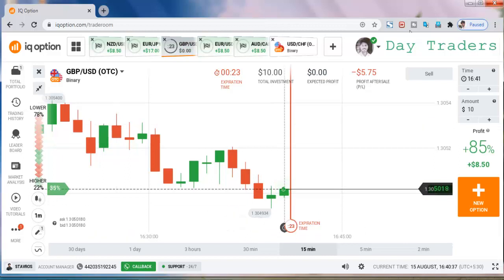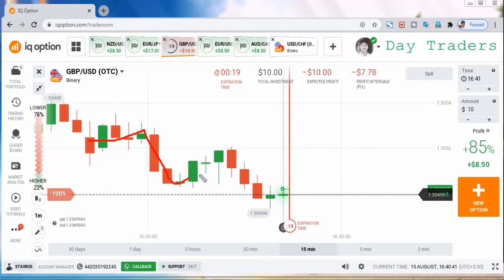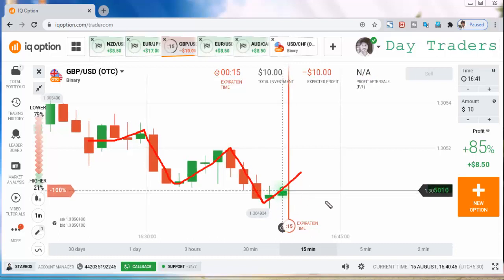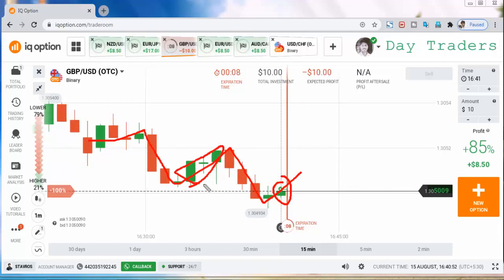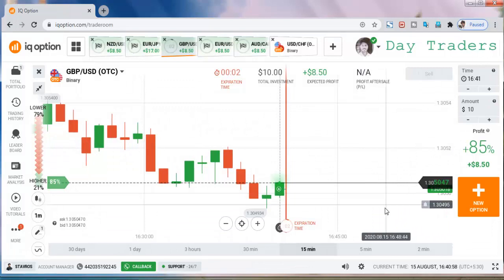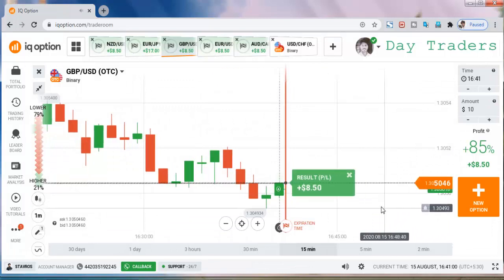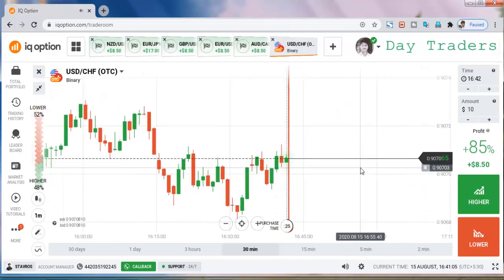Okay, this is some buyer's area. You can see some buyer's entry, some buyer's entry. After some buyer's entry, at least make one bullish candle. This is 4 bullish candles, but this is my late entry. Let's see the result. Okay, this is also a winning trade. Let's check the next pair.